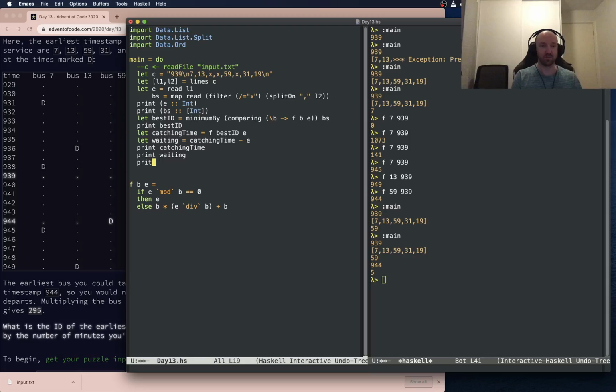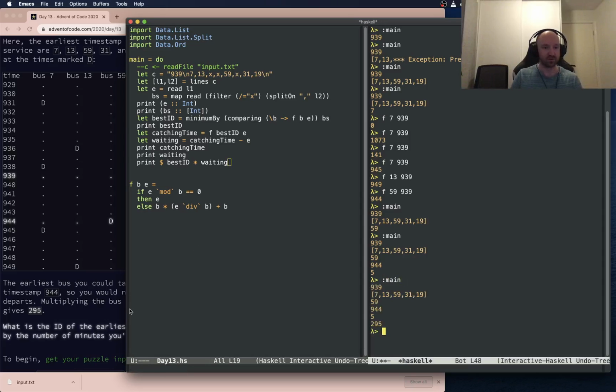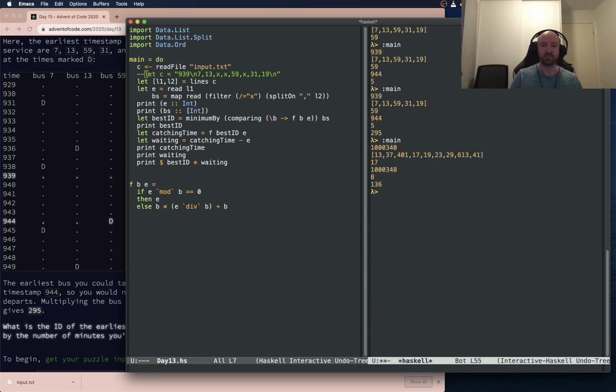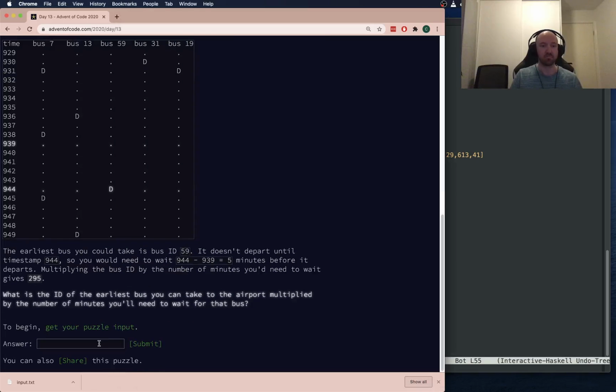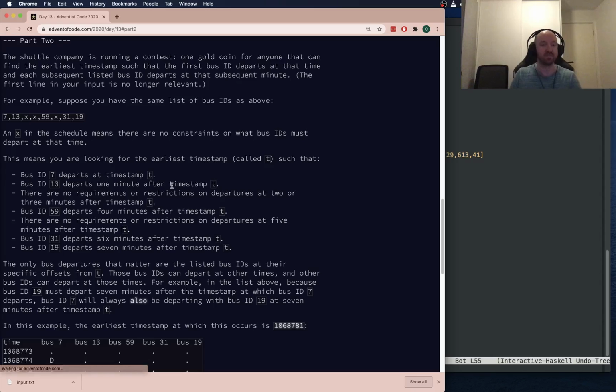And if I now print out, what is it? The bus ID multiplied by the waiting time, I get 295, which is the answer. So now if we do the real input, instead of that one, run the program, 136. Okay. That's right. Let's have a look at part 2.